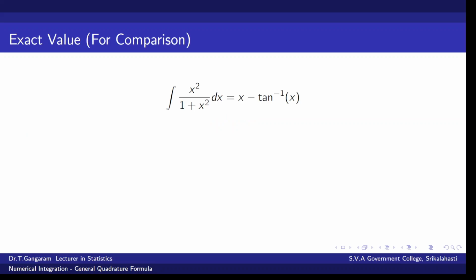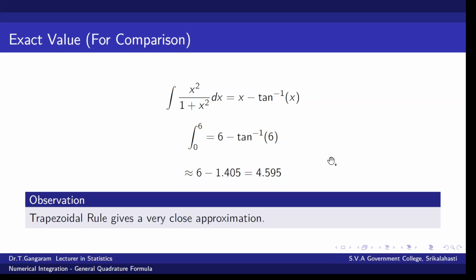Let us test it by using the integration. We know that the integral of x square by 1 plus x square dx is equal to x minus tan inverse x. Here, from 0 to 6, x is 6 here, so 6 minus tan inverse 6. From tables, tan inverse 6 is 1.405, so this is approximately 4.595. The trapezoidal rule gives a very close approximation.